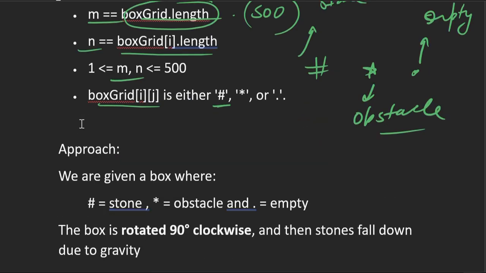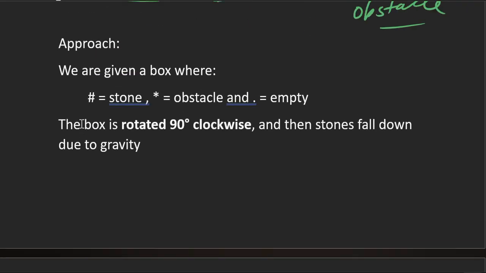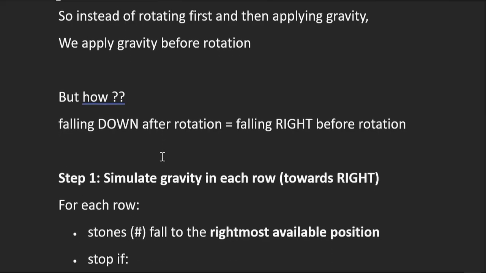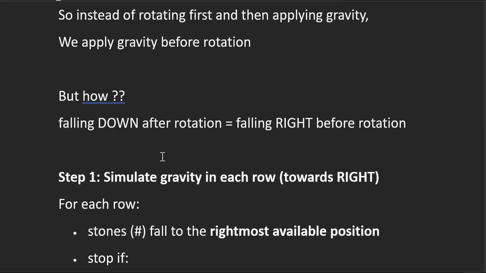So let's move to the approach part. Basically we are given a box where we have stones, obstacles, and empty spaces, and then the box is rotated 90-degree clockwise, and then stones fall down due to the gravity, and we have to tell the new arrangement of the stones, obstacles, and empty spaces, right?